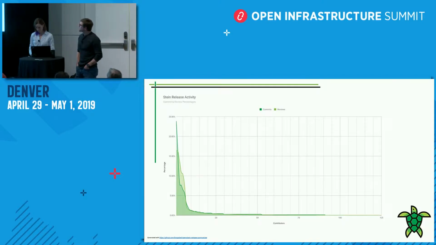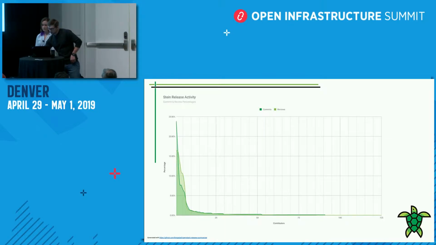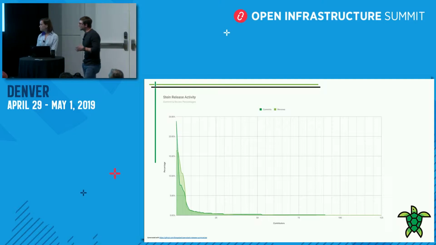This is another representation of that same data, but it is specific to commits and reviews. This graph is showing the percentage of work done per contributor. So the entire area under the curve accounts for 100% of what was either committed or reviewed in Stein. So starting with reviews, which are in light green, 4 people reviewed 57% of patches merged in Stein, 9 people reviewed 81%. Commits tell a very similar story. 4 people authored 55% of all commits that landed in the Stein release, 15 people authored 80%. So once you get past about 6 contributors, the curves are nearly identical.